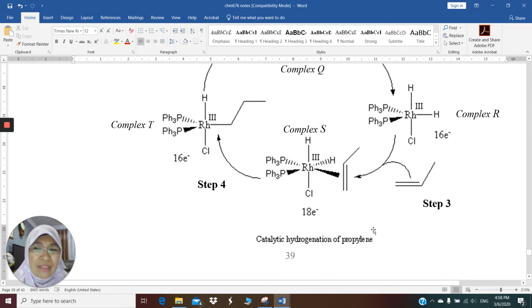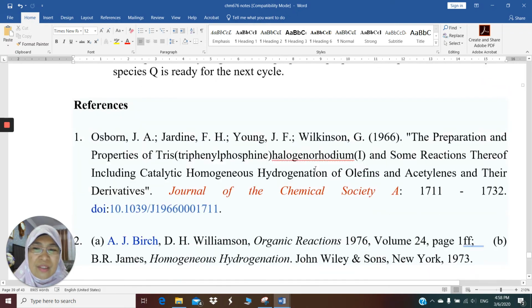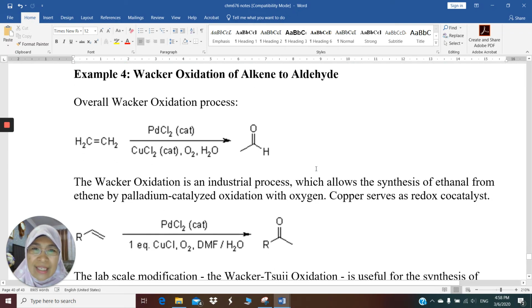So let's have a look at the 4th example. The 4th example is also an alkene, but this is Wacker oxidation. This is oxidation, not hydrogenation. So you have the alkene being oxidized in the Wacker process to become an aldehyde. If previously Wilkinson catalyst will change your alkene into alkane, now Wacker catalyst changes your alkene into aldehyde.